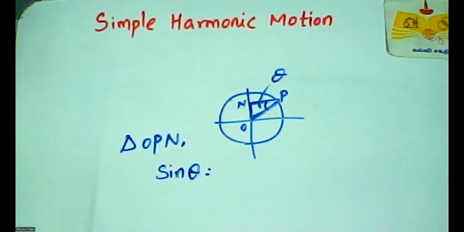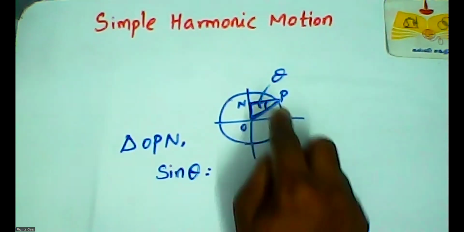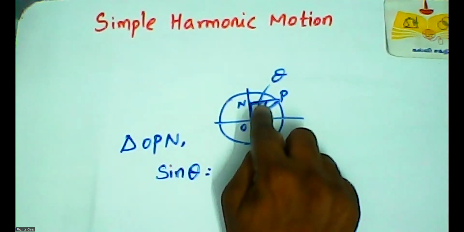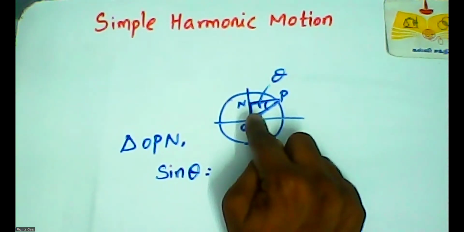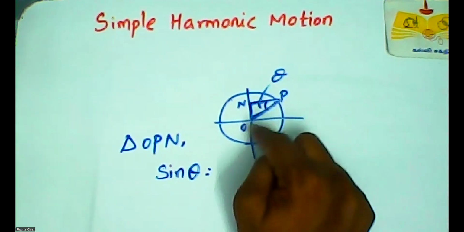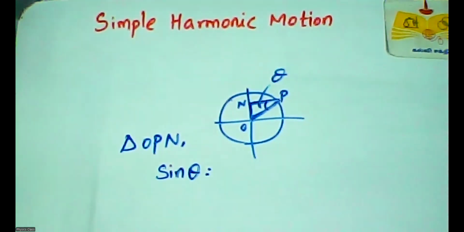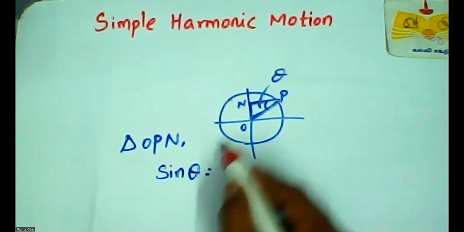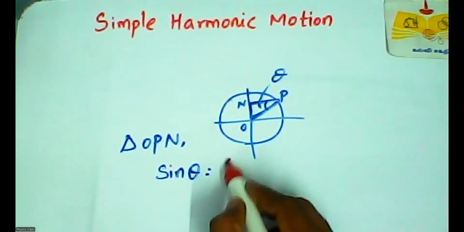We already know that sine theta means opposite side by hypotenuse. What is the opposite side for this angle theta? Theta is here, opposite is ON. What is the hypotenuse here? OP. Clear? So sine theta is opposite by hypotenuse, so here the opposite side is ON.